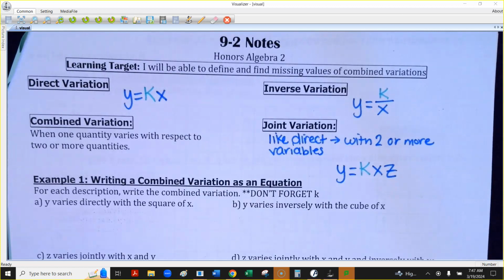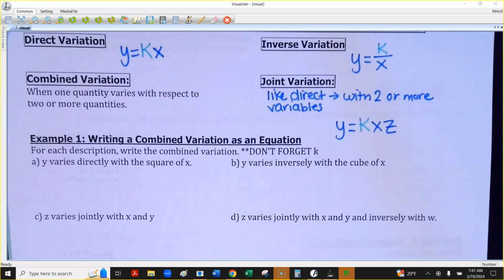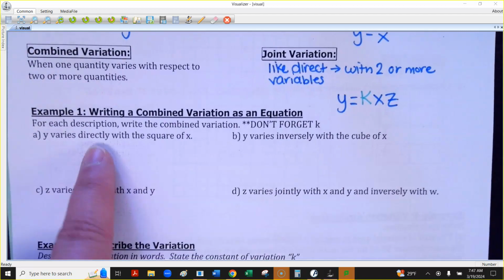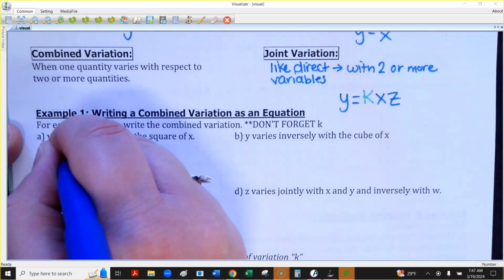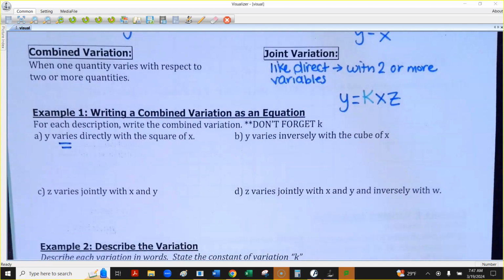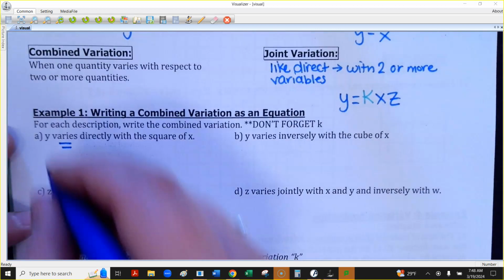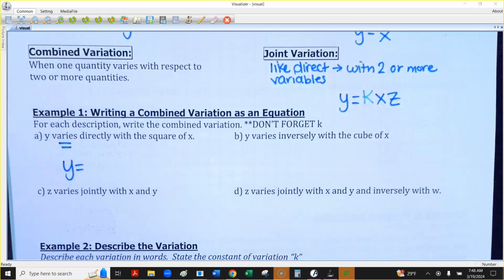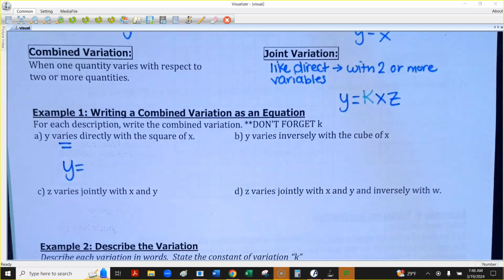Okay, so we're just going to translate these. In this first example, it says y varies, which turns into an equal sign, directly with the square of x. I'm just going to change this into an equation. So I'm going to write y equals, and just get into the habit of this: they're not going to have k, the constant of variation, as part of the description. So just immediately after you write the equal sign, put a k to represent that. This is not a situation where we're going to solve for k because we don't have enough information. We're just doing a basic setup.